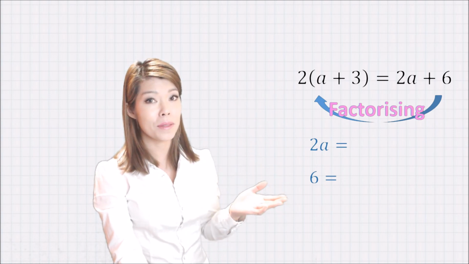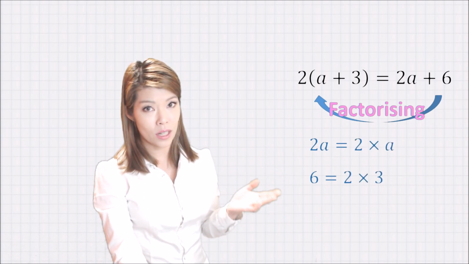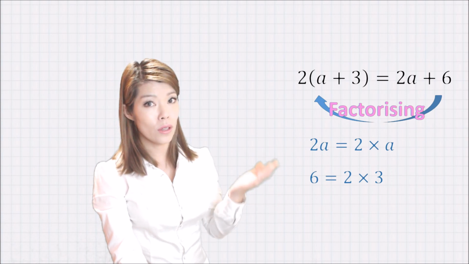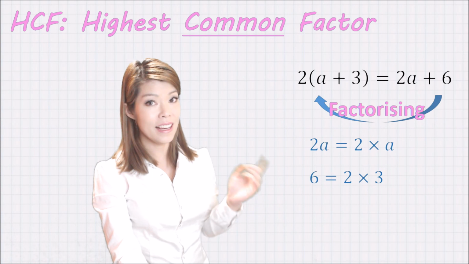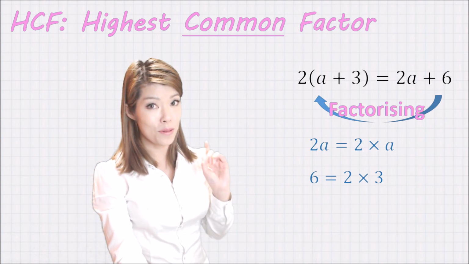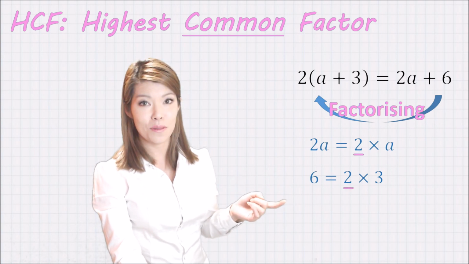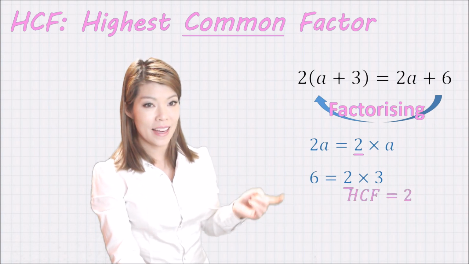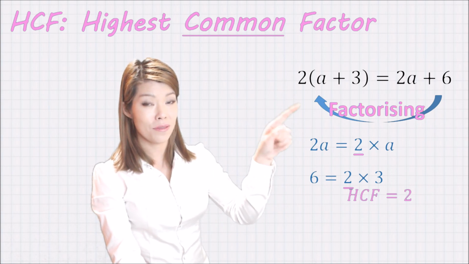So we would write the terms as products of the factors. So 2a would be written as 2 times a, and 6 can be written as 2 times 3. And then you can look for what's in common. So we're looking for the highest common factor now, a little bit like when you used to do fractions. Highest common factor. So we can see from here that it is 2. Our highest common factor is 2, and it's exactly the number outside the bracket, the first factor.